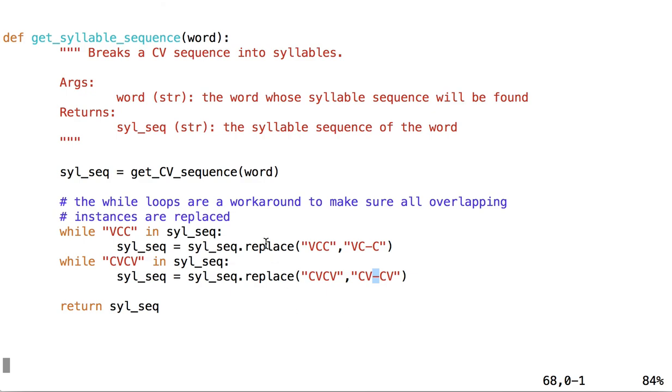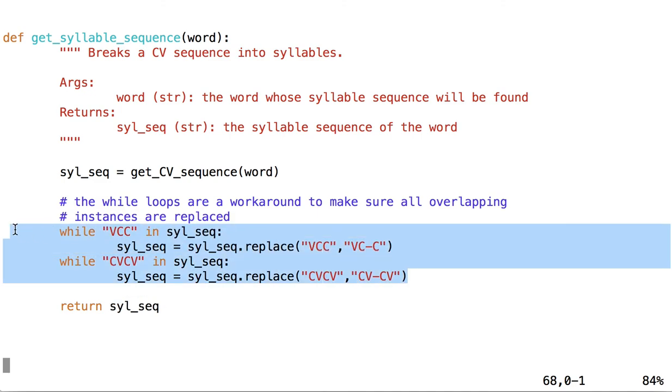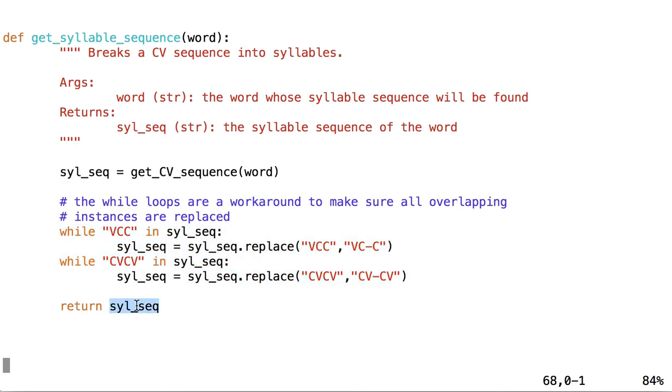So Canada, whereas what was returned from get CV sequence was CVCVCV, what is now returned, having been processed by these while loops and replace statements, the string we are returning here is CV-CV-CV.